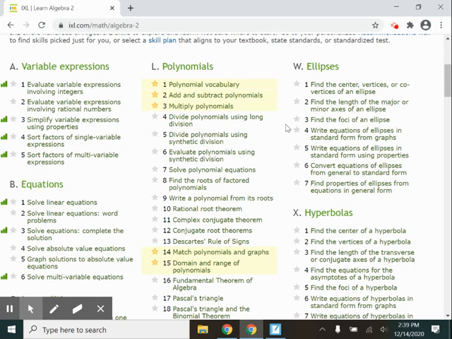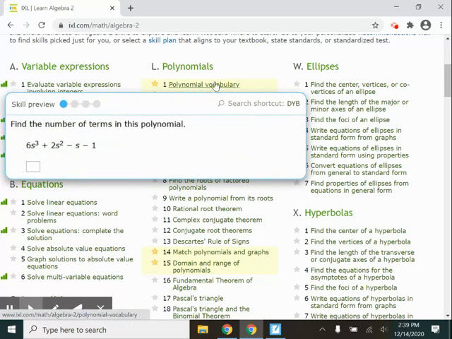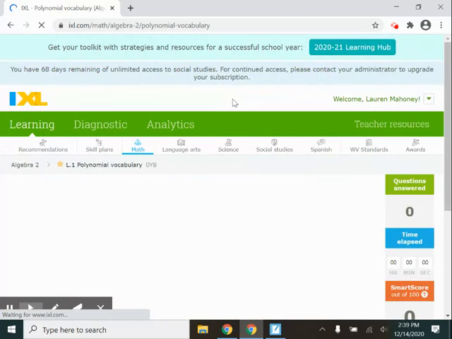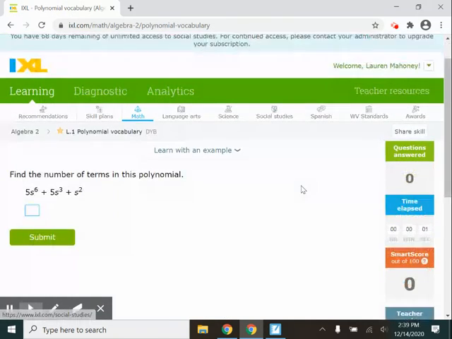This is a little video lesson to guide you in completing some of the IXLs for section L. This is just my way of helping you out preemptively. These sections are pretty self-explanatory, but I just want to make sure that we understand how to complete them. So for L1, this is polynomial vocabulary, and it's just going to be asking you some basic questions about polynomials.